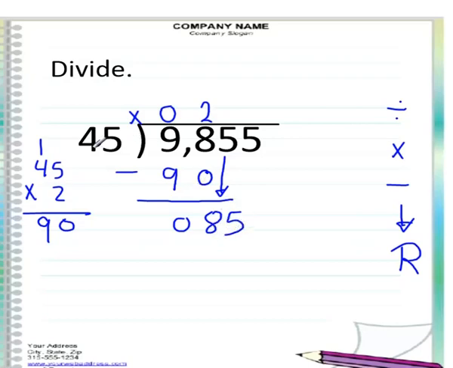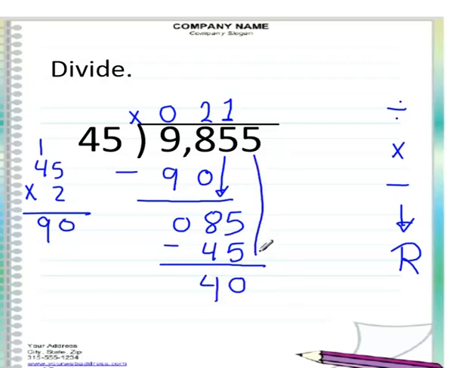85 divided by 45. If I choose 2, the answer will be 90, which is greater than 85, so I will take 1. 1 times 45 equals 45. Then I will subtract, so divide, multiply, and subtract. 5 minus 5 equals 0. 8 minus 4 equals 4.